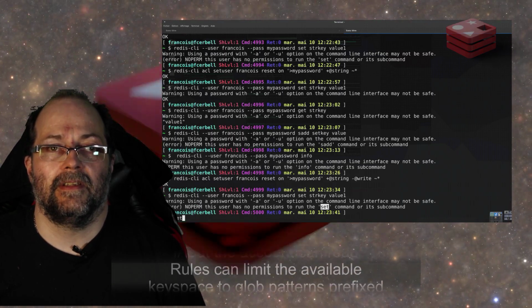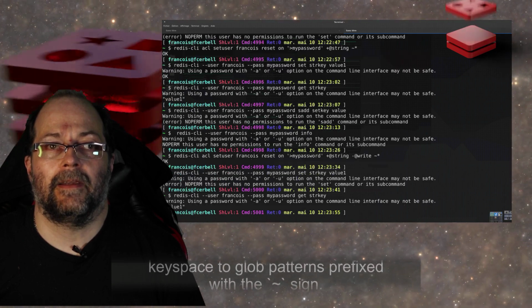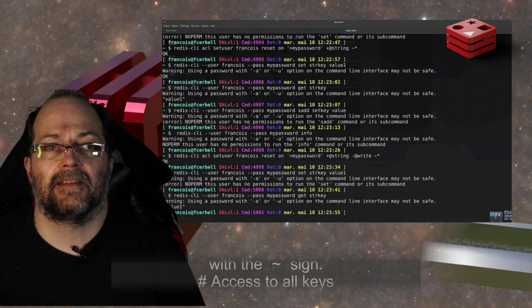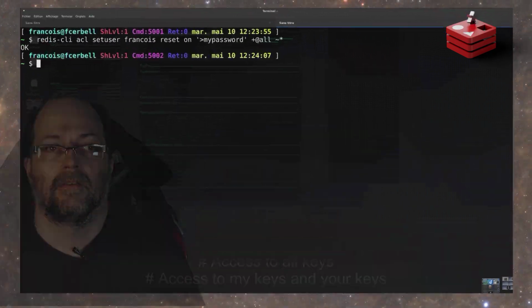Rules can limit the available key space to glob patterns prefixed with the tilde sign. Access to all keys.